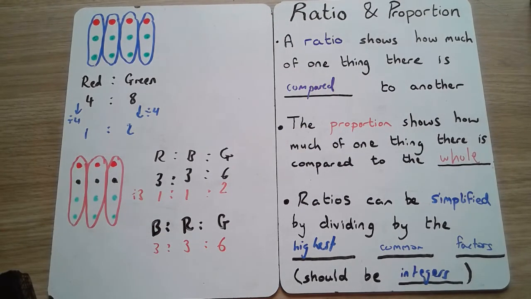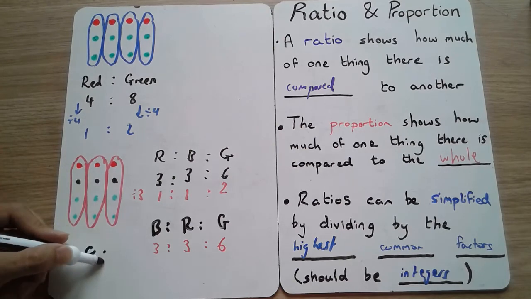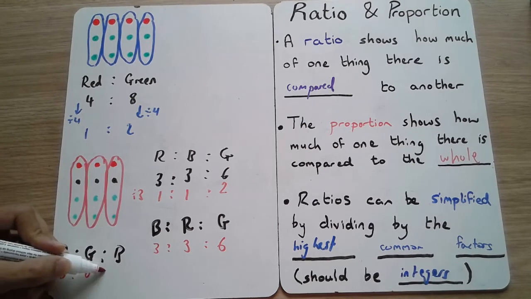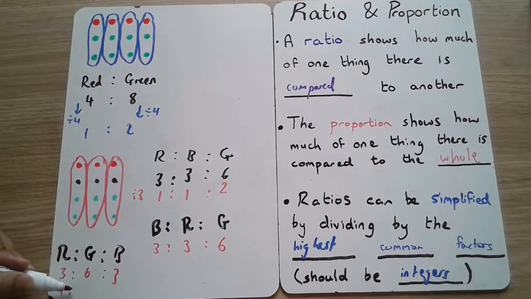But if I'd actually said, in one other case, green to black to red, or red to green to black, this would again change the order in which we are doing this. This would become 3 reds, 6 greens, and 3 blacks, or 1 to 2 to 1. So it very much depends on the order in which you are being asked to write down your ratio.